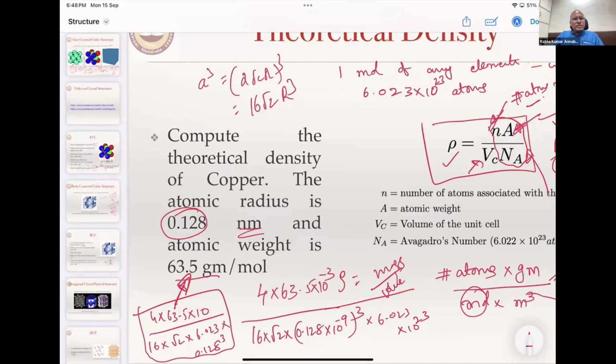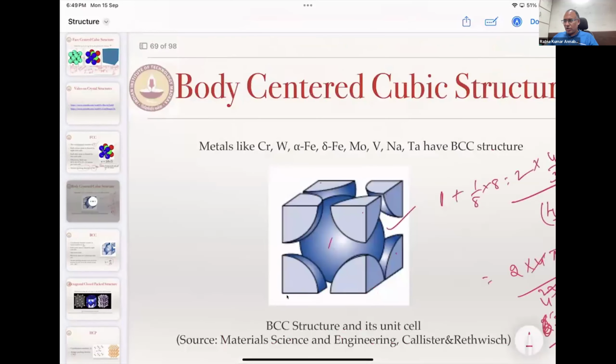I am getting 8,887 kg per meter cube as the theoretical density. How come you are getting 7,000? Someone did a wrong calculation, or I might have done some wrong calculation in the equations. 887 is only coming, sir. 887, okay. So that is close to what you have on the internet, right? So that is how the theoretical density of any material is computed. All right.